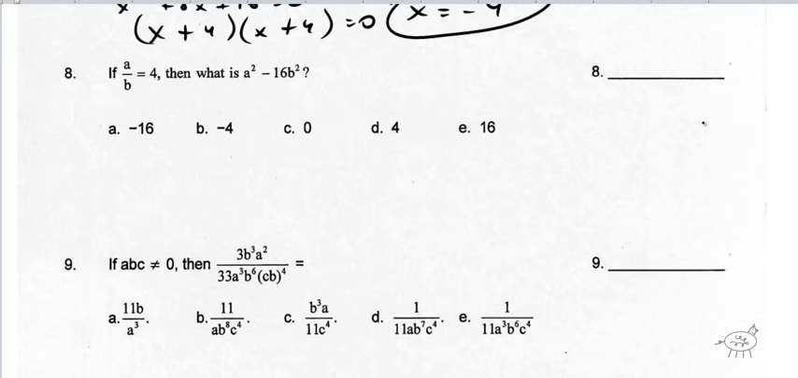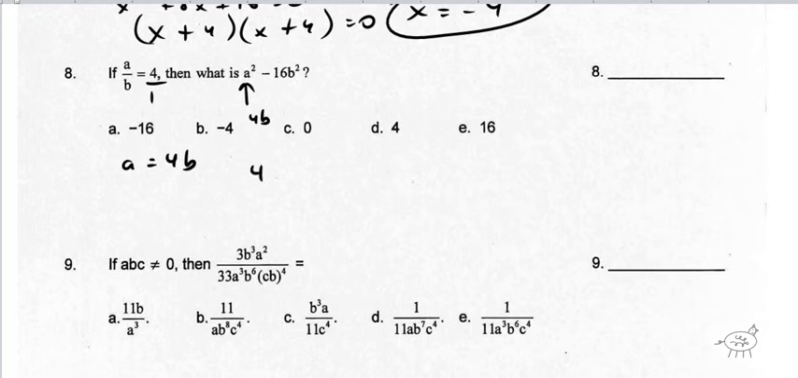Okay, number 8, a over b is 4. What is a squared minus 16b squared? Basically what you need to do here is you need to solve for one of the variables to figure out a, and then do a substitution. So what I'm going to do is cross multiply here. So I get basically a is equal to 4b. And then I'm going to plug that into here. I'm going to plug 4b into here.